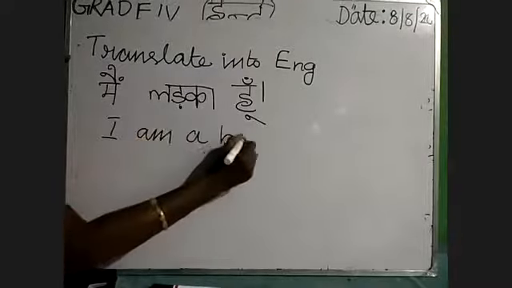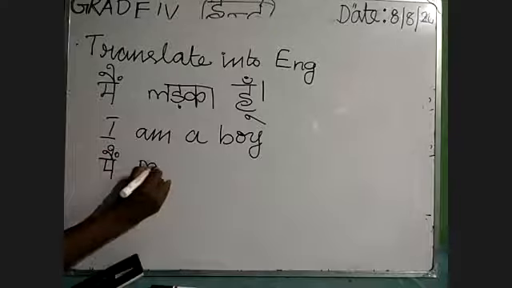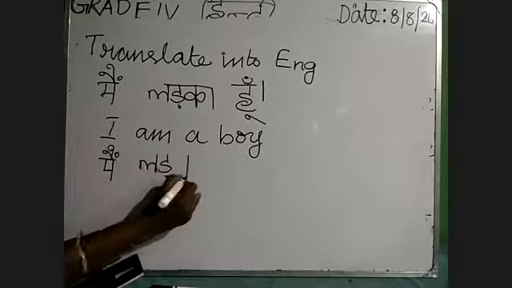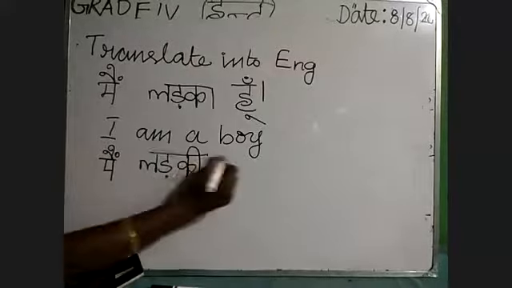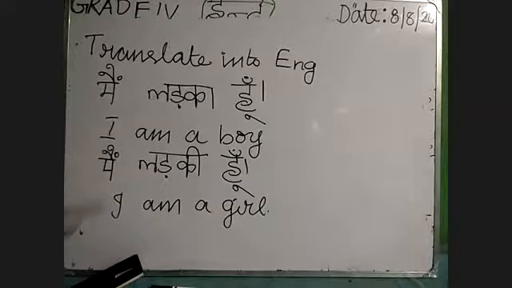"Main ladka hoon", like that. If "main ladki hoon" is given, you should translate it: I am a girl. Like that, if a translation sentence is given, you should translate. "Main ladka hoon" means I am a boy. "Main ladki hoon" means I am a girl.